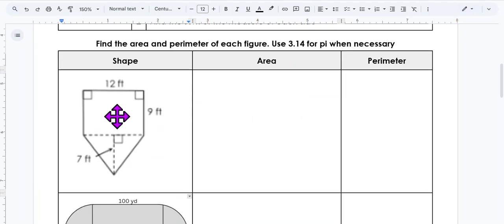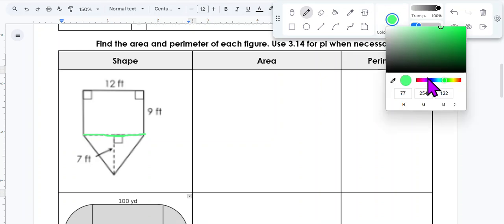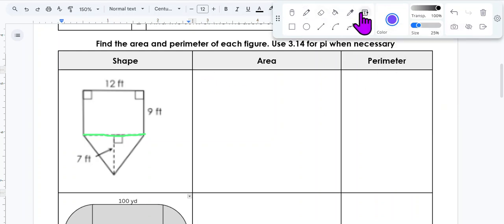Okay, so we have this shape here. It kind of looks like an upside down house to me, maybe like a home plate in baseball. I want to separate this into shapes that I know. I see this dotted line here already kind of separates it. I have a rectangle up here and a triangle down here. So I know I have a rectangle plus a triangle, and I'm going to add the area of the rectangle to the area of the triangle.